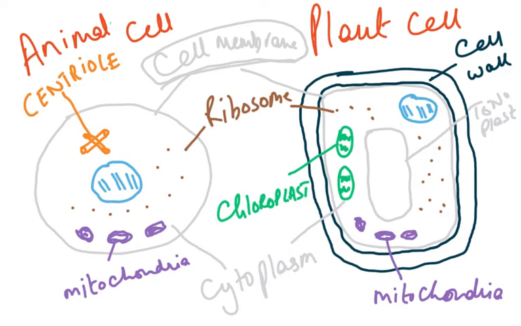There is no cell wall in animal cells, but there is a cell wall in plant cells, and this cell wall is made up of cellulose. And why have I drawn this with a double line? The reason is that it is 500 times thicker than the cell membrane. The cell membrane is this gray line which I've drawn. And this cell wall is 500 times thicker than the cell membrane.